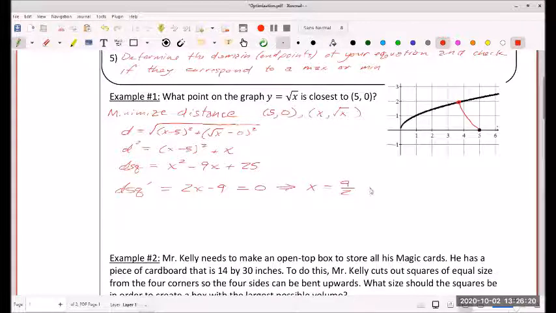And then the corresponding y is equal to the square root of 9 halves, which is 3 over the square root of 2. And so our point is 9 halves, 3 over the square root of 2. And that is the closest point. You could have also solved this without squaring the distance. You would have come up with the same result.